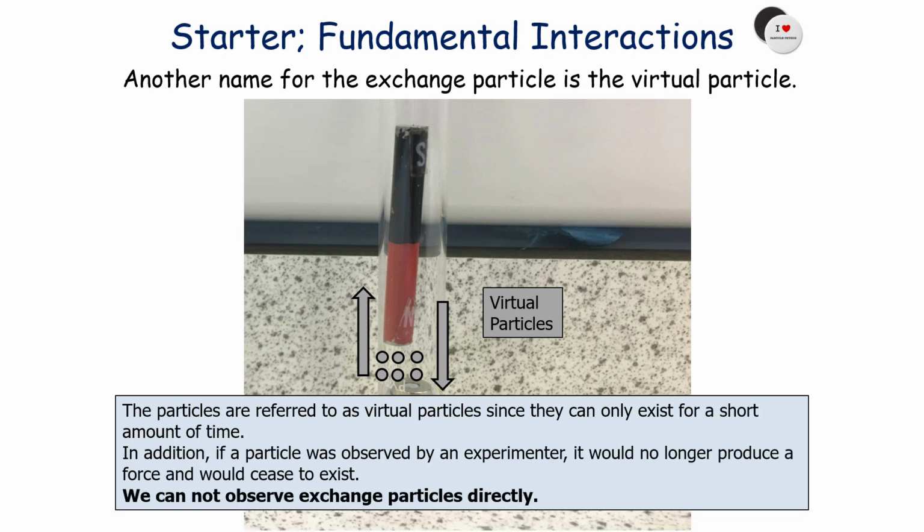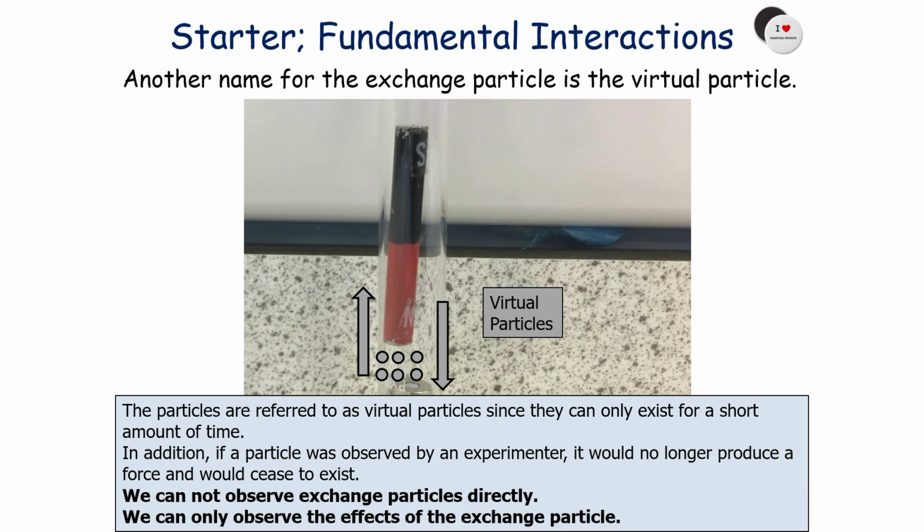Now, these particles are also referred to as virtual particles because they can only exist for a short amount of time. In addition to that, if the particle was observed by an experimenter, it would no longer produce a force and would cease to exist, so we can never observe these exchange particles directly. We can only ever observe the effects of the exchange particles.